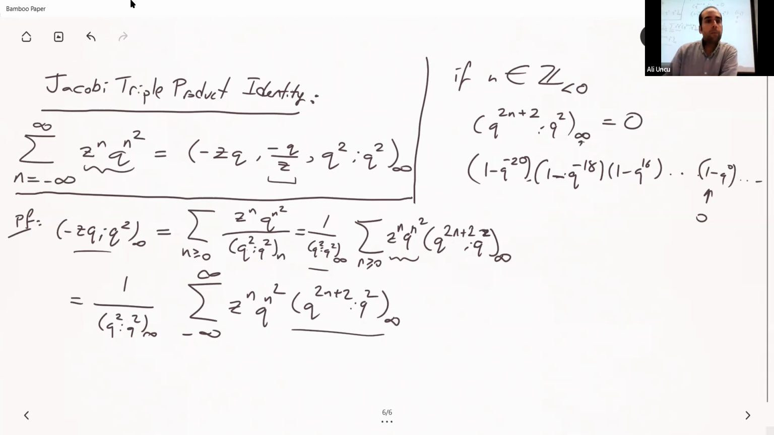So for me to make this (-zq; q^2)_infinity into (q^(2n+2); q^2)_infinity, what should I pick z to be? What should z be, so that I can use the same formula that is here?